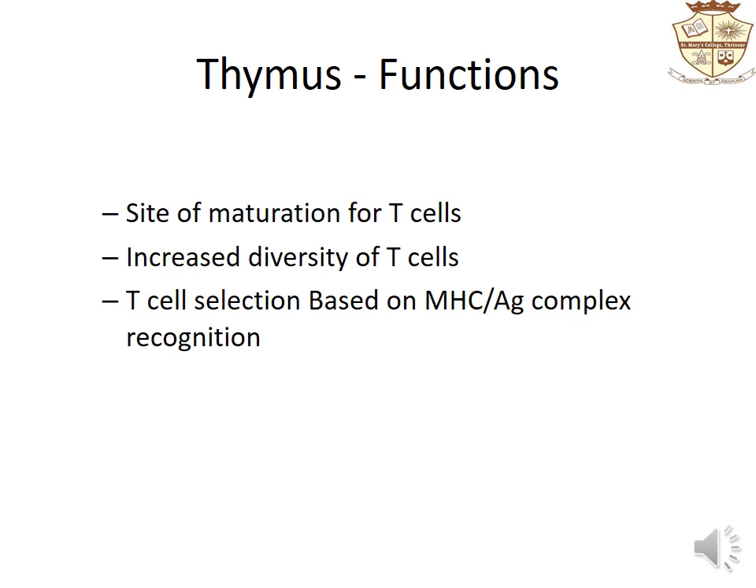All those thymocytes which are not capable of recognizing the foreign antigens will be induced to death. Also, the T lymphocytes which are interacting with the self antigens will also be induced to death in the thymus. So, more than 95% of all thymocytes die in the thymus. Only 5% of the thymocytes will mature to become the final T lymphocytes. So, thymus acts as a site for T cell selection. It is a site of maturation for T lymphocytes.